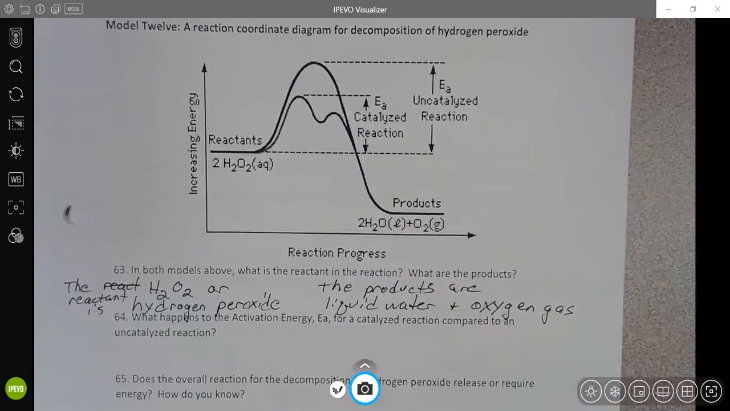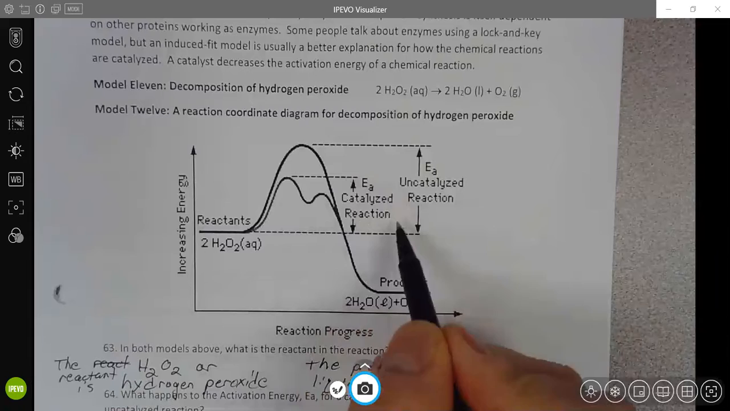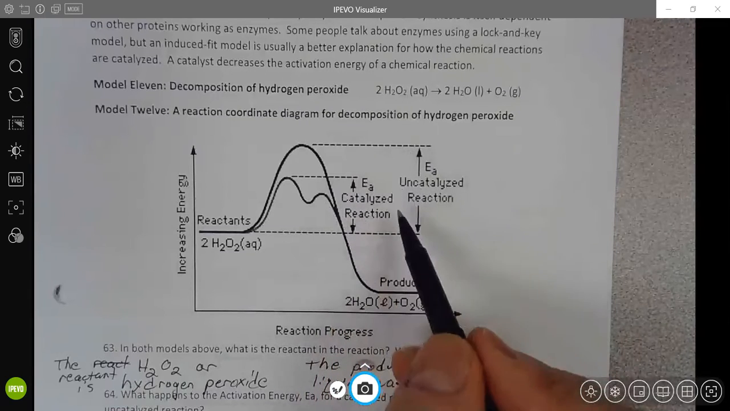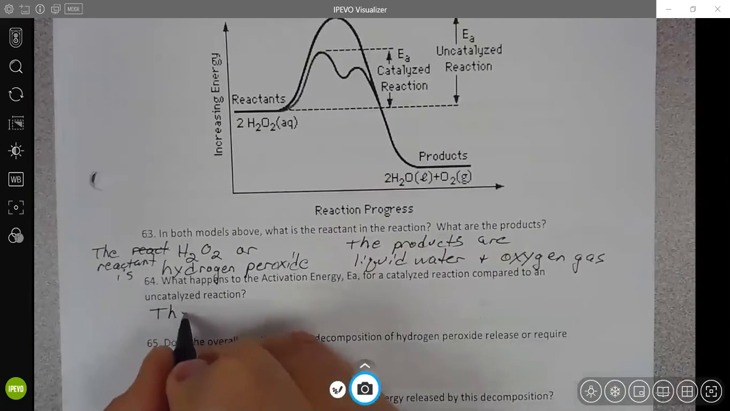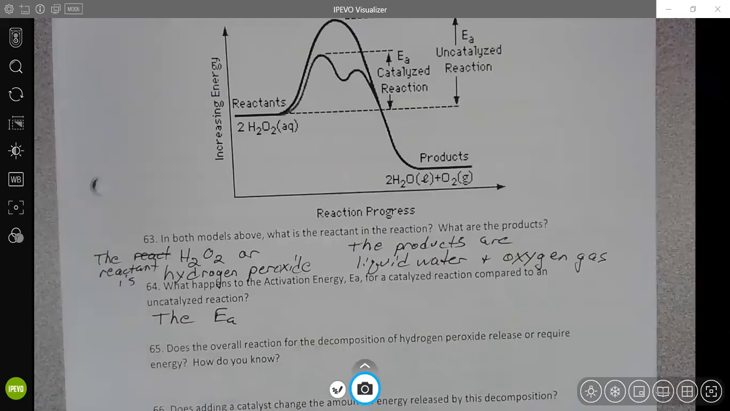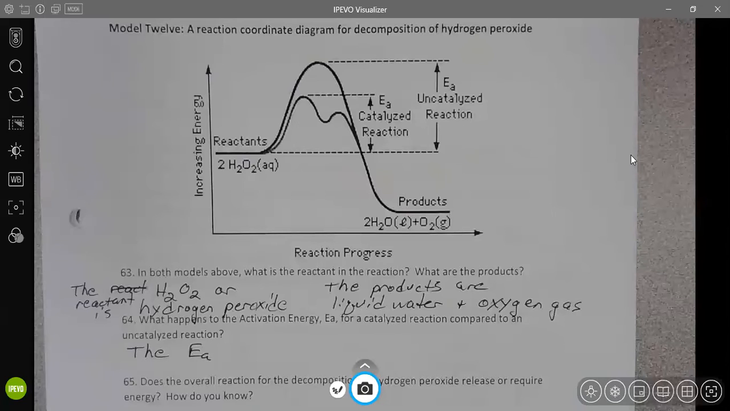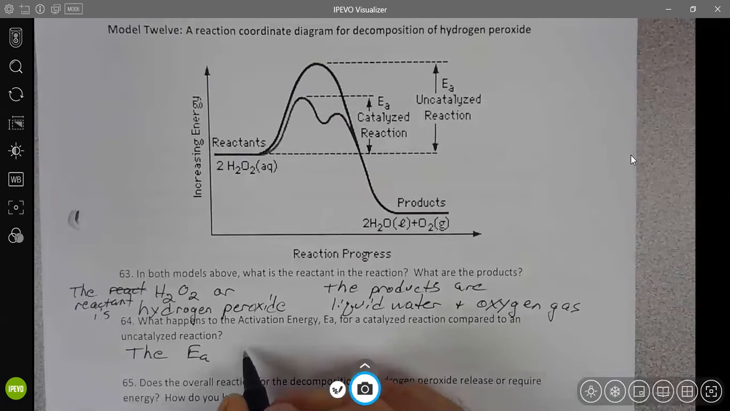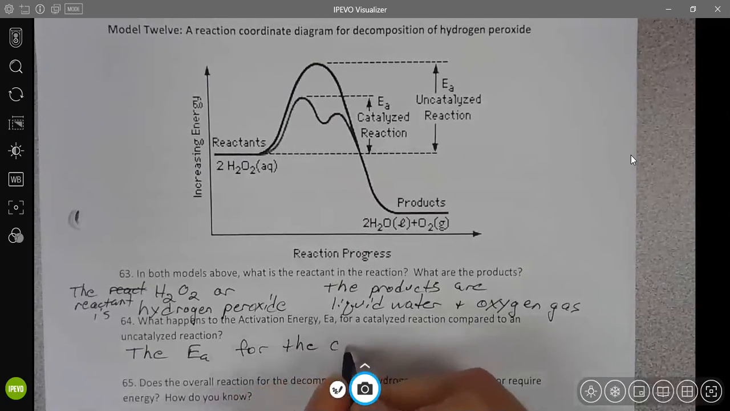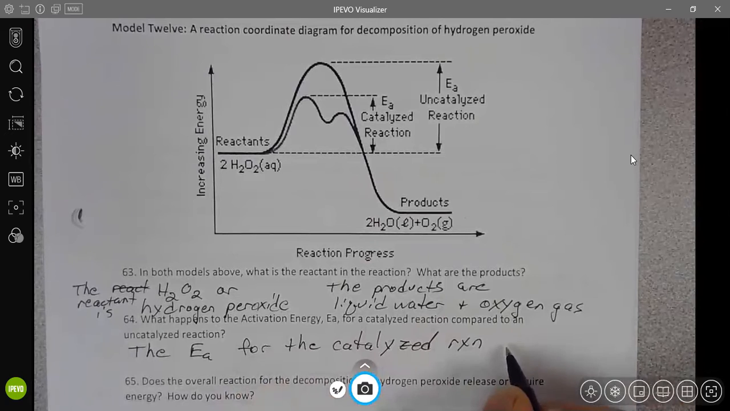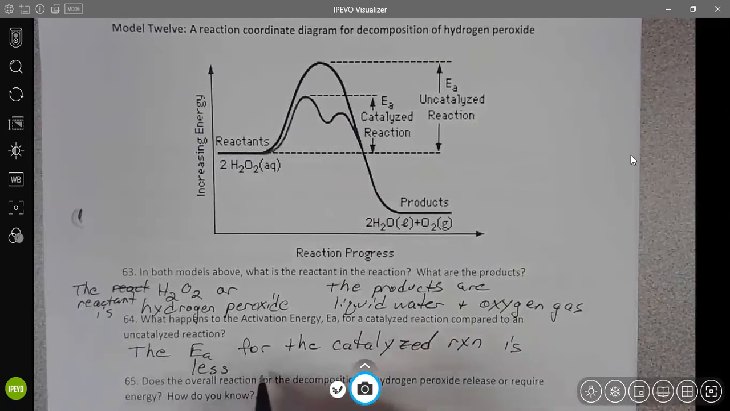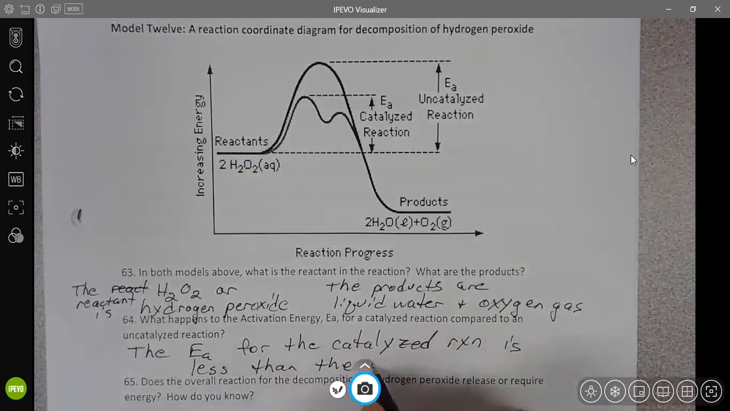Okay. What happens to the activation energy for a catalyzed reaction compared to an uncatalyzed reaction? So the activation energy for a catalyzed reaction is smaller than an uncatalyzed reaction. So the EA, the activation energy for the catalyzed reaction, remember, RxN would be reaction. The EA for the catalyzed reaction is less than the uncatalyzed reaction.